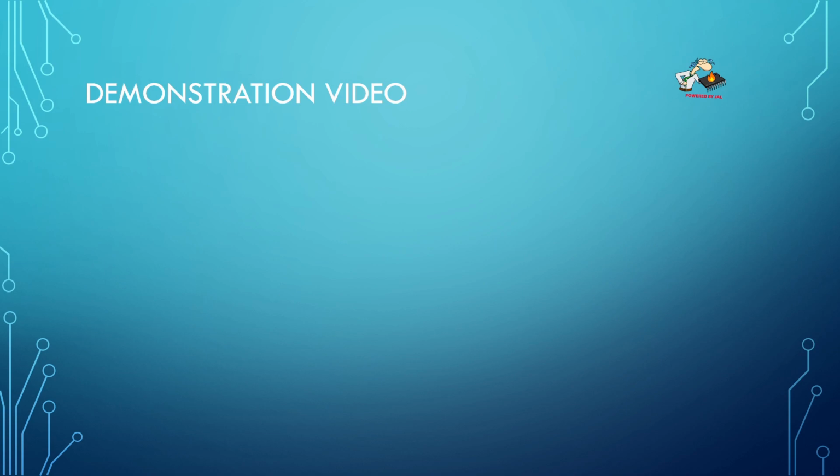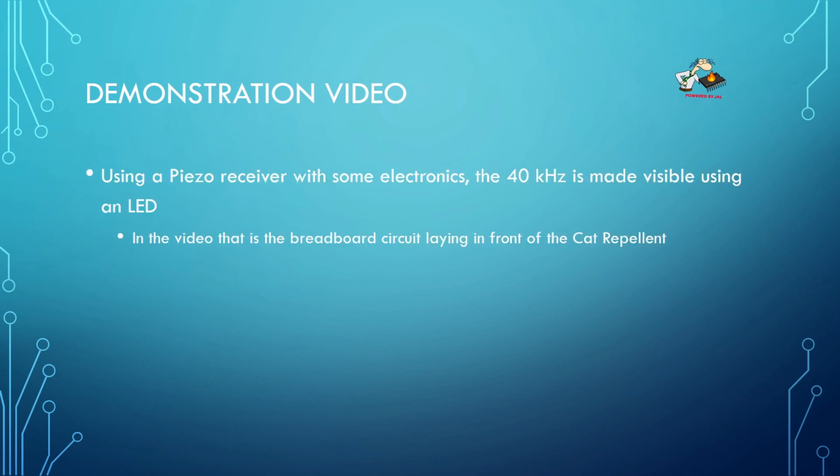In the demonstration video you will see the following. I'm using a breadboard with some electronics to which I have connected a piezo receiver so that I can make the 40 kHz signal visible. And in the video that is the breadboard which is lying in front of the Cat Repellent.